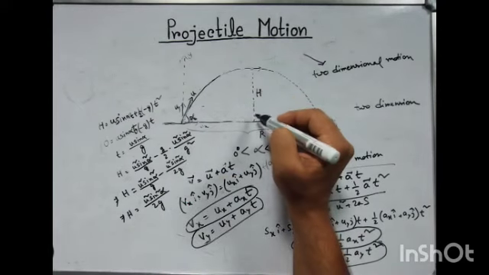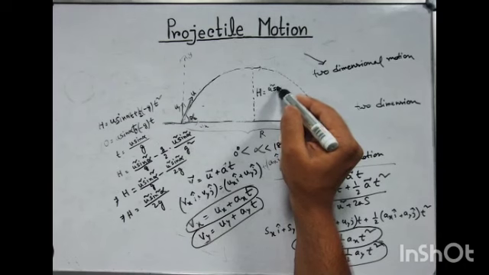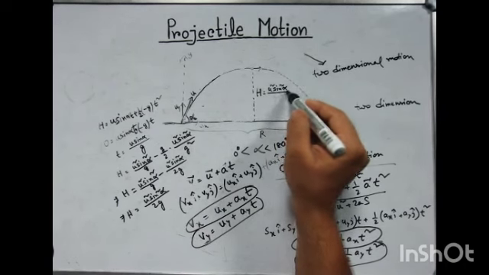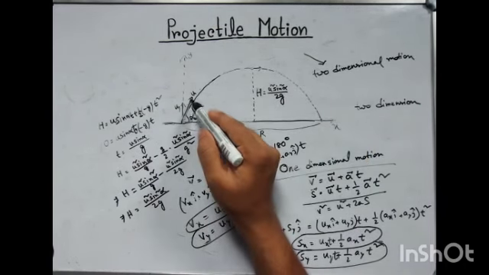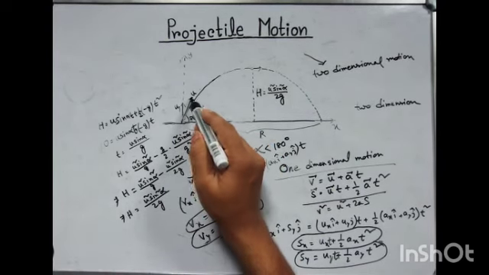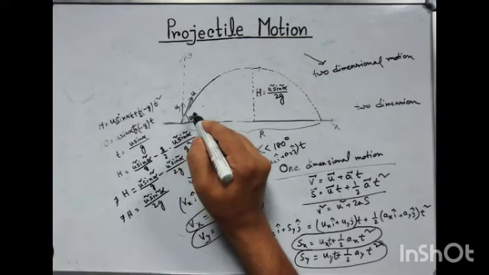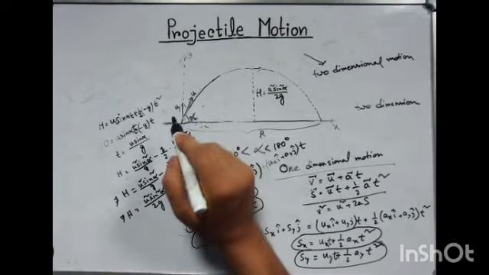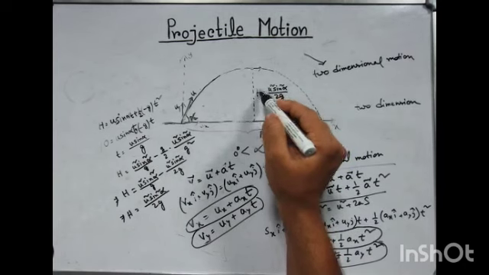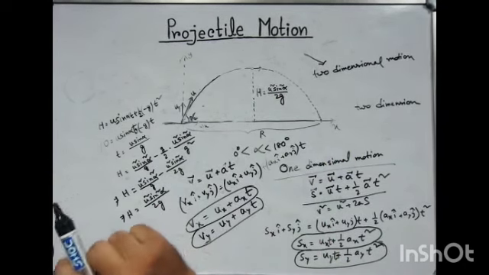So this h, the maximum height it will go, will be u square sine square alpha by 2g, because u and alpha are known. We know the initial speed with which we throw the ball, and the angle with the horizontal axis at which we throw the ball. So from that we can derive the maximum height it will reach.